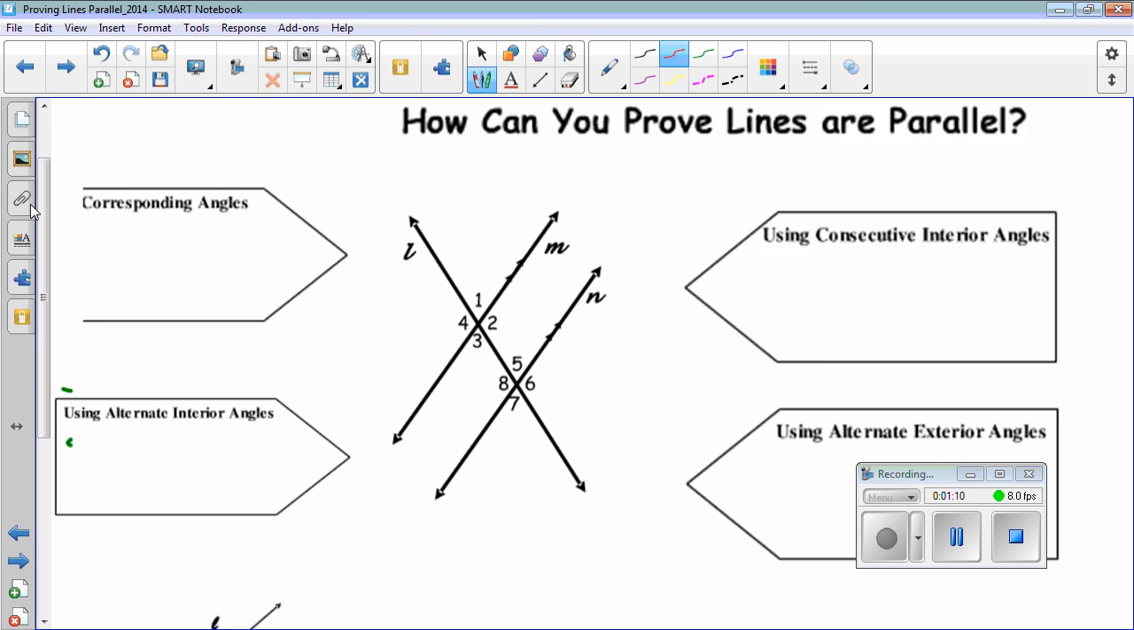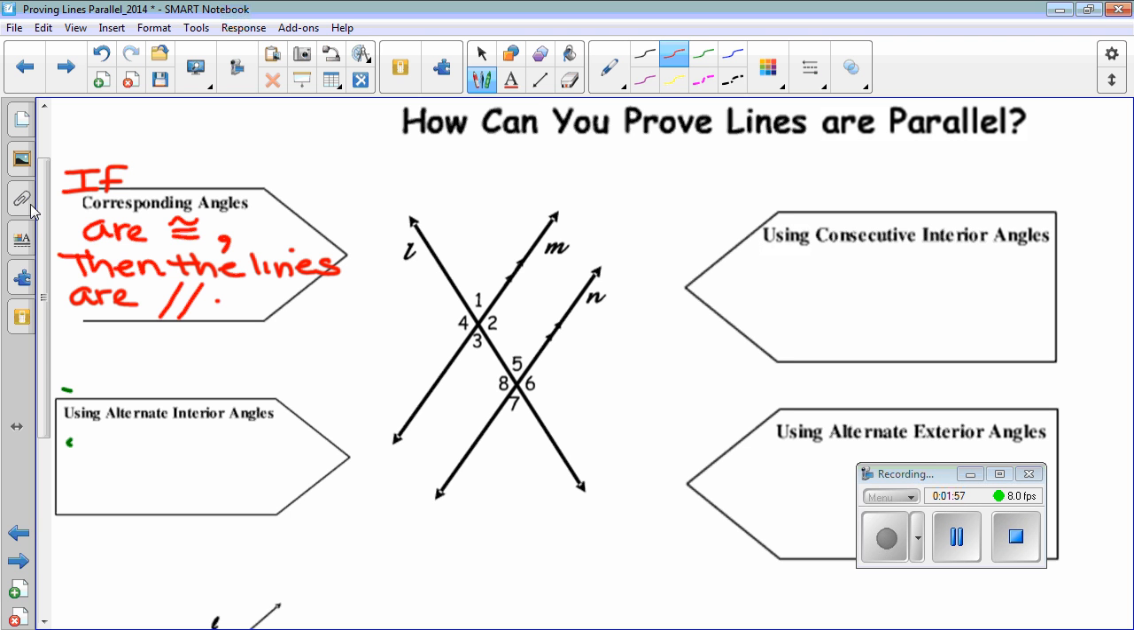So here's what I want you to write in here. If corresponding angles are congruent, then the lines are parallel. Now, we always had it the other way. If the lines were parallel, then corresponding angles are congruent. Okay, so that's how we were working with it before. But now we're doing what's called the converse of that. If corresponding angles are congruent, now we can say the lines are parallel because of that. Okay, so if corresponding angles are congruent, then the lines are parallel.